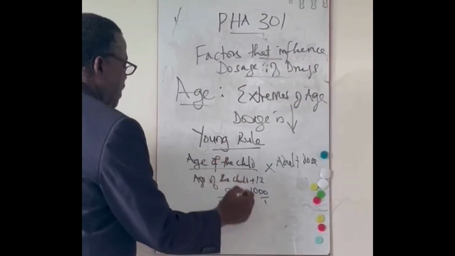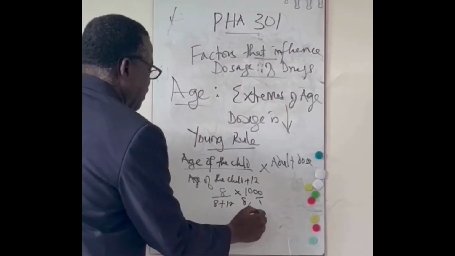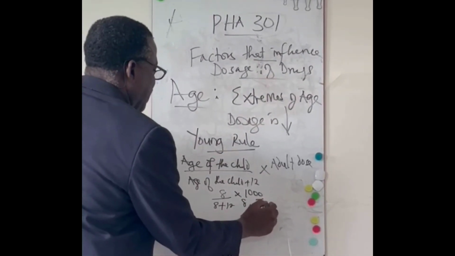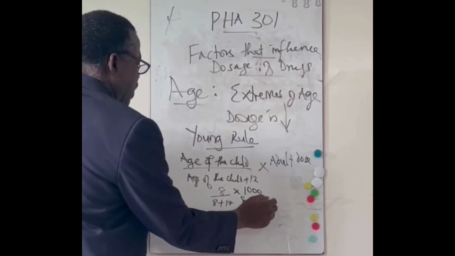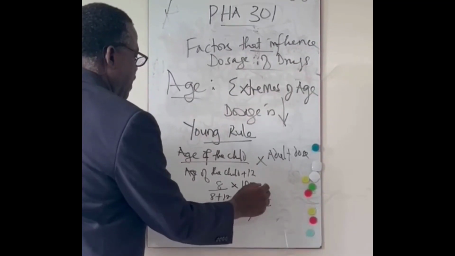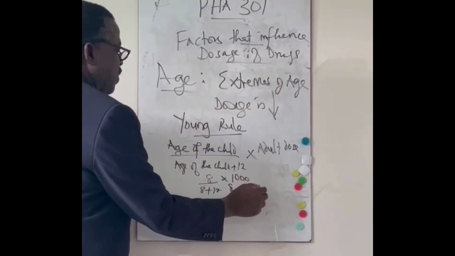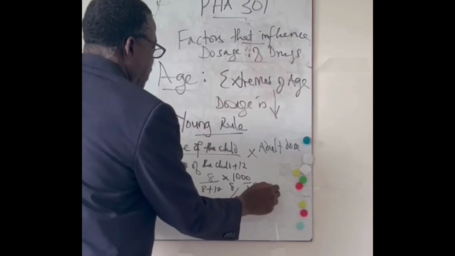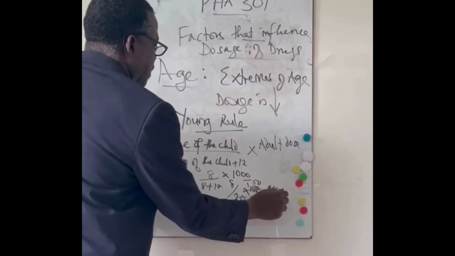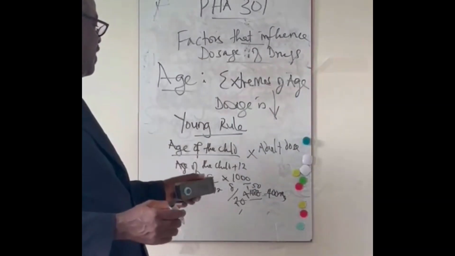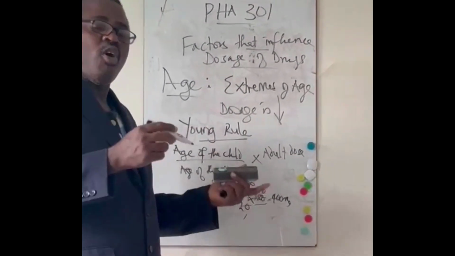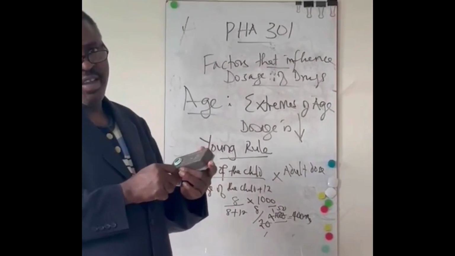So it will now be 8 all over 20 multiplied by 1000. Then 20 into 1000 is 50. 8 times 50 will be 400 milligrams. It means a child of 8 years will take 400 milligrams of paracetamol.